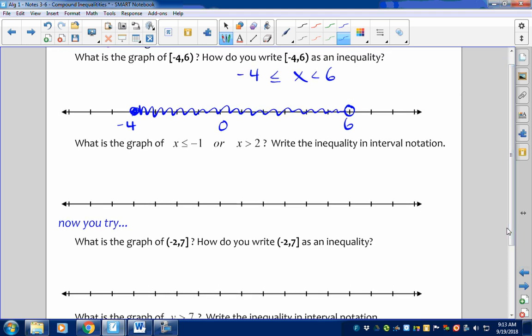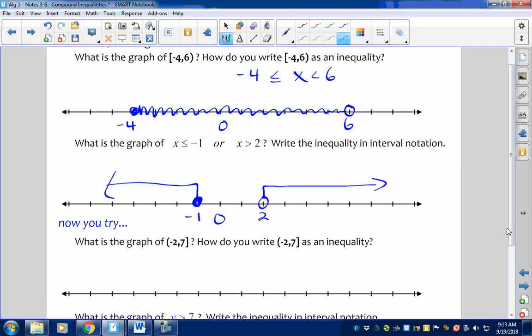All right, what is the graph of x is less than or equal to negative 1 or x is greater than 2? And we're going to write the inequality in interval notation. So place 0 right here, negative 1 is here, 2 is right here. So this says x is less than or equal to negative 1, so closed circle at negative 1. You would shade to the left. Open circle at 2, and you would go to the right.